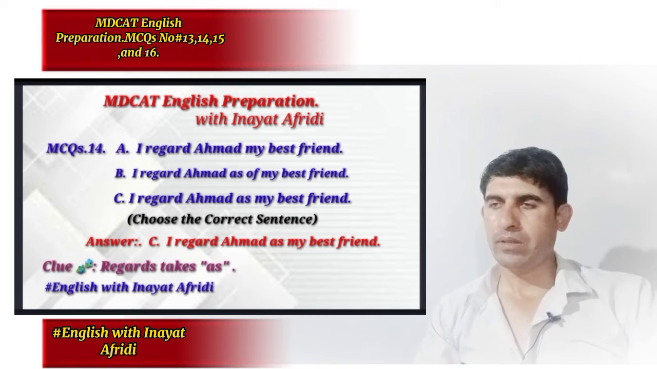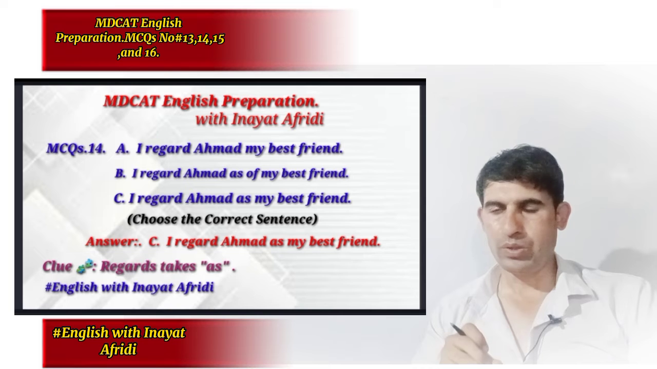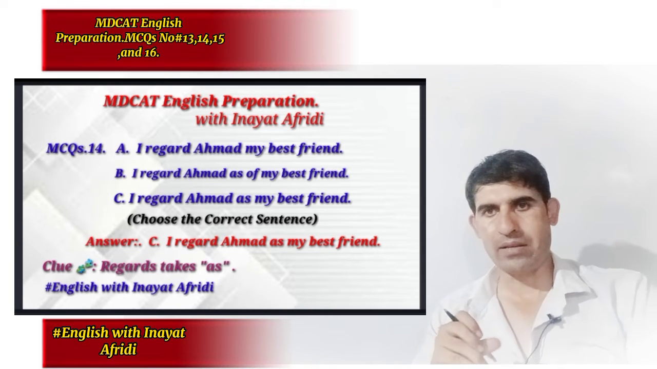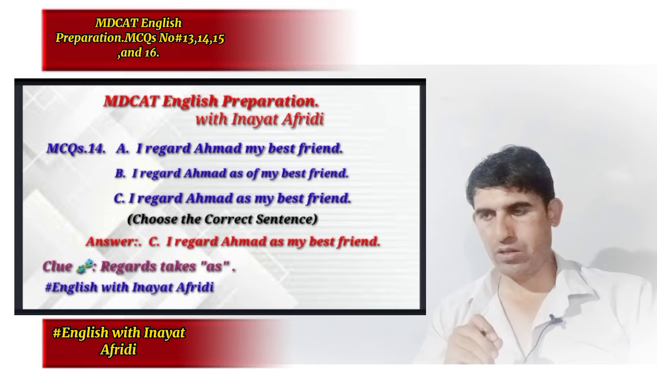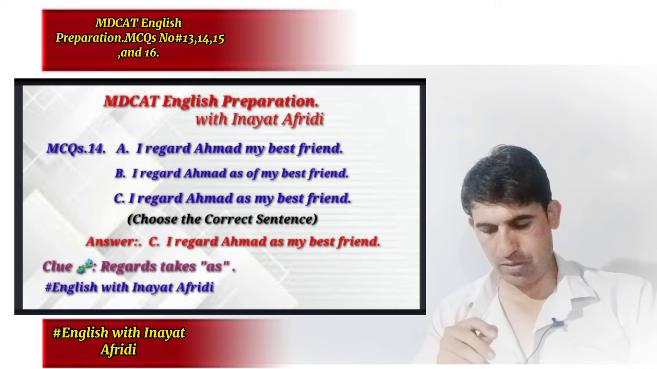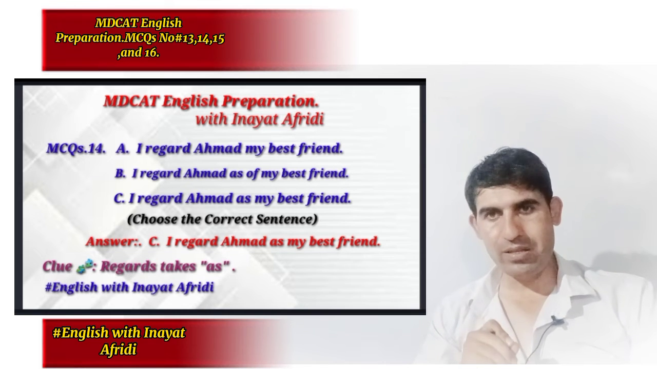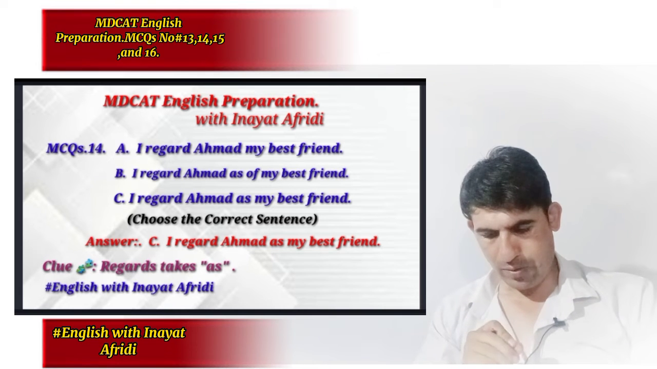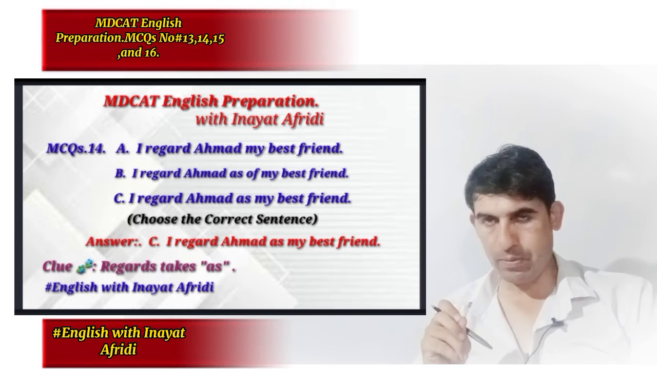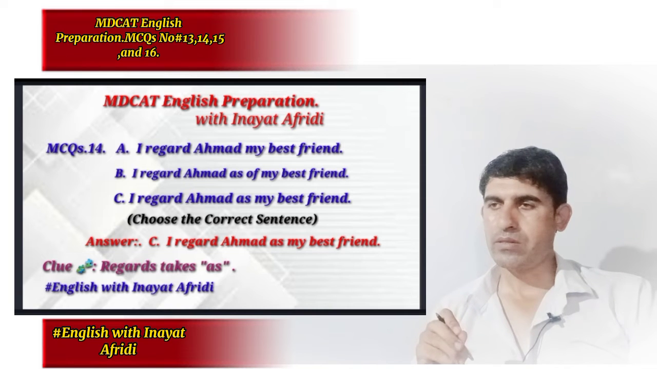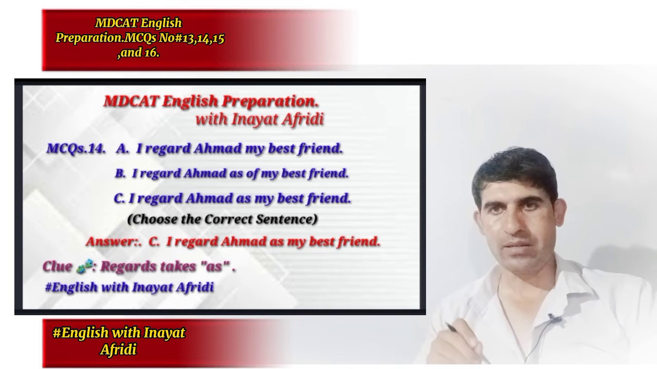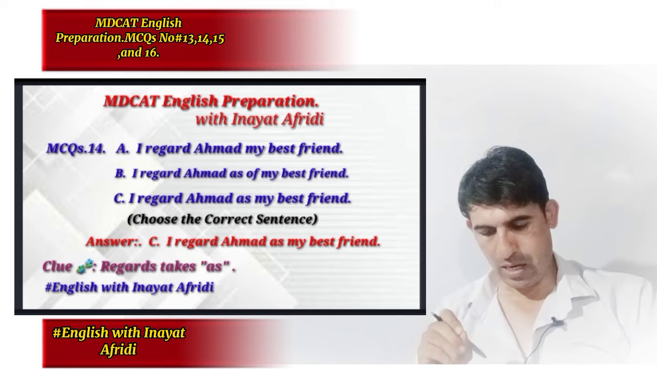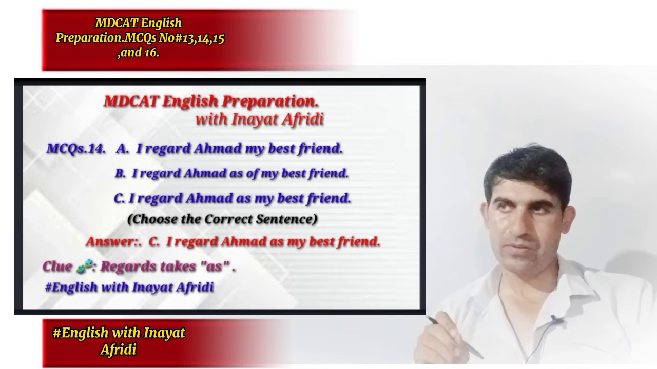Now remember, in a sentence, if we have the word regard, it is a specific verb and it takes as. Now, just applying this clue on the options, we have option C, which is the correct one. And just look at that: I regard Ahmad as my best friend. I already discussed that if we have the word regard in a sentence, it takes as within a sentence. I regard Ahmad as my best friend.